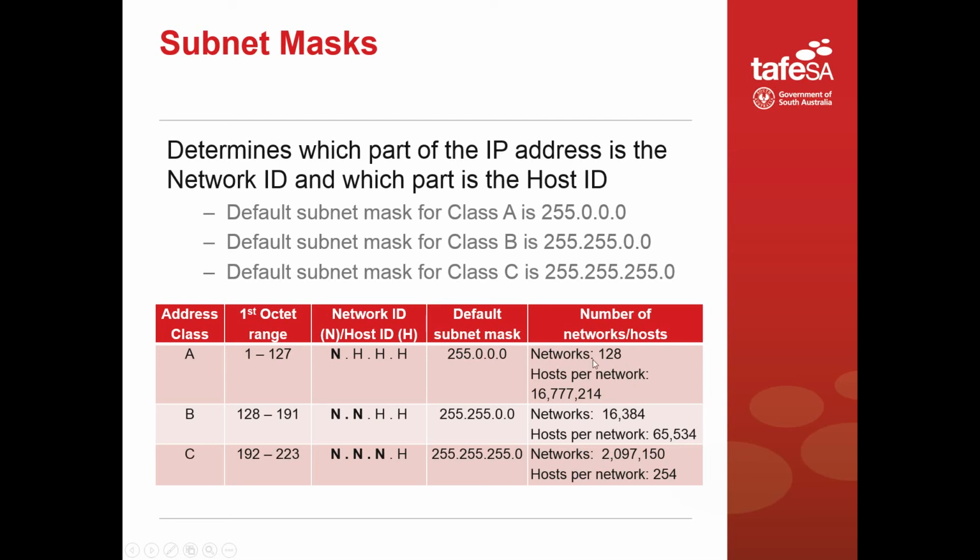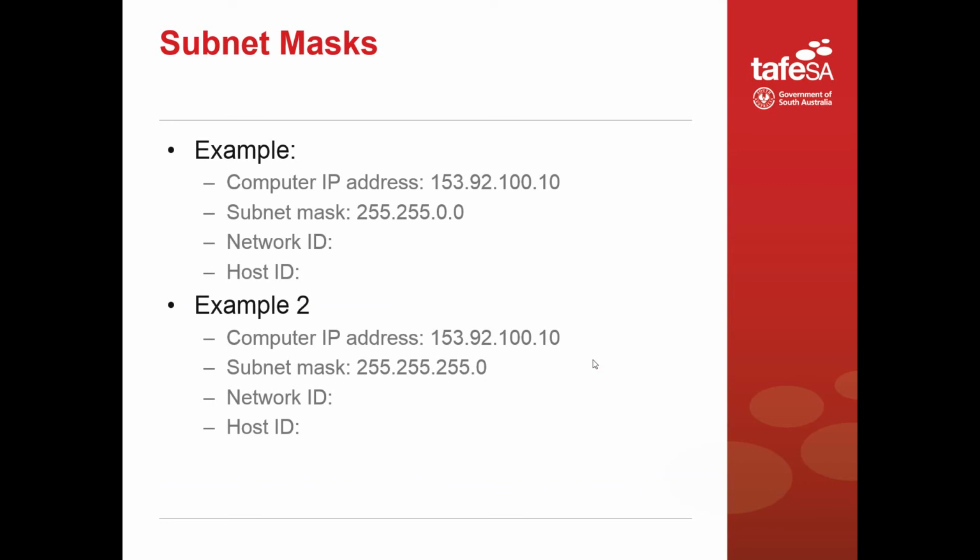These are just the default subnet masks. You can change them, okay? So just remember these aren't fixed, and that's important because when you work out the network ID, don't just go on what you remember as the defaults. You need to be able to read the subnet mask and determine the network ID. So let's have a little practice at working out the network ID.